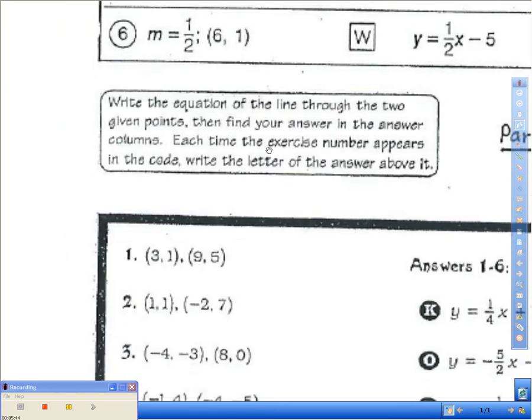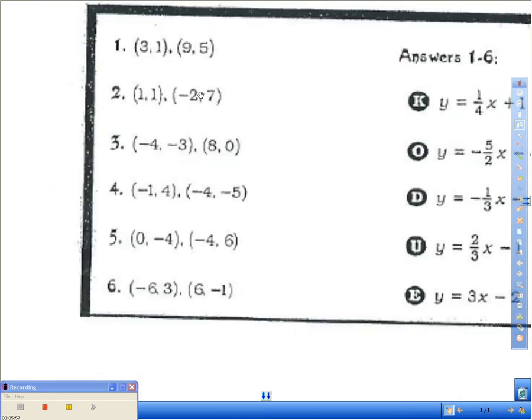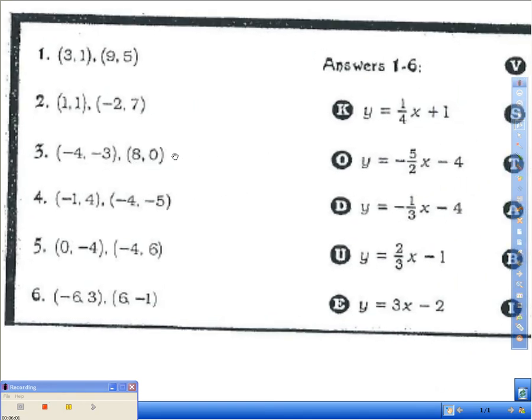And the final section of the homework is part C on the bottom, and it says that we're going to write an equation of a line that passes through the two given points, then find the answer in the answer column. So we said for all of these, like numbers 5 and 6 that we looked at in class today, we have to know m and we have to know the y-intercept to be able to write a line in the form that we've talked about up to this point.